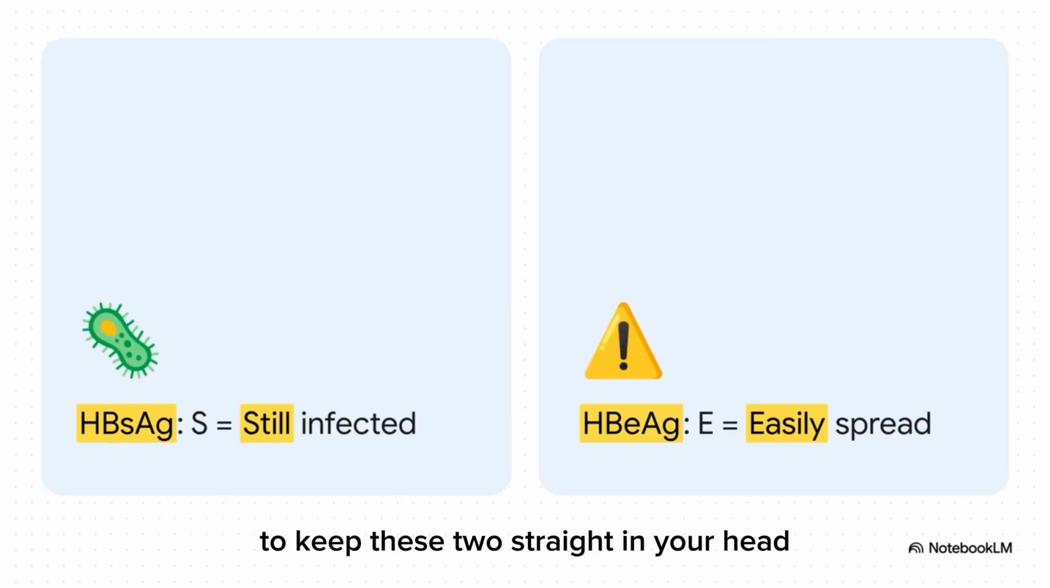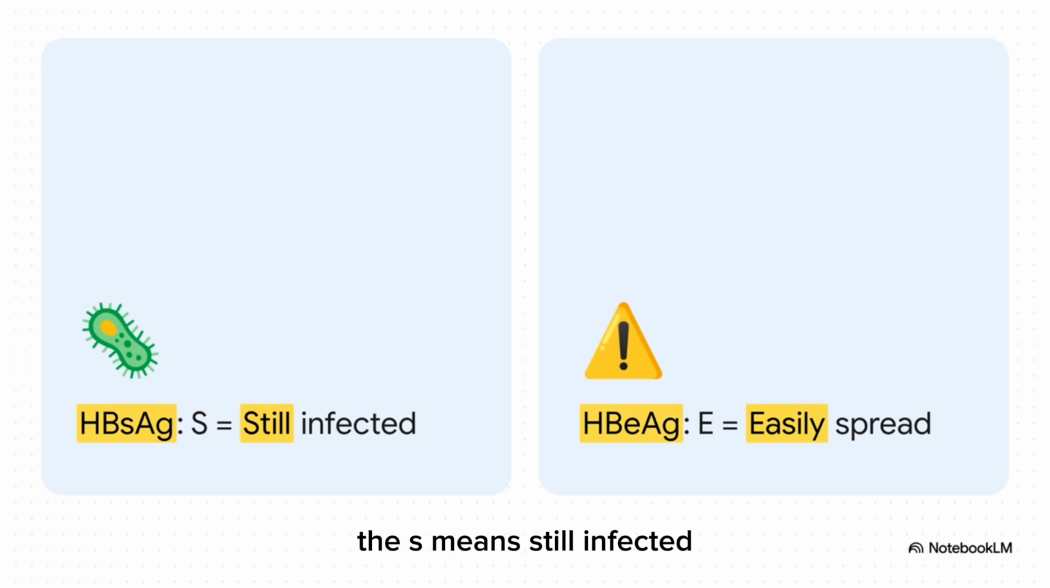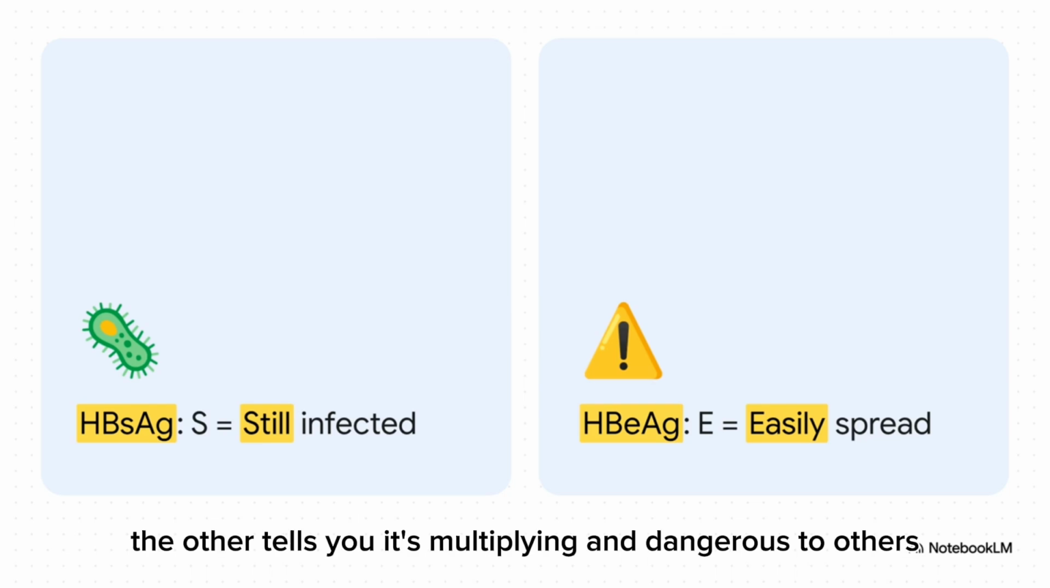To keep these two straight in your head, just lean on the letters. HBsAg simply confirms they have the virus right now. The S means still infected. Meanwhile, HBeAg acts like a massive alarm bell, that they are actively replicating the virus. The E means easily spread. One tells you the virus is there, the other tells you it's multiplying and dangerous to others.